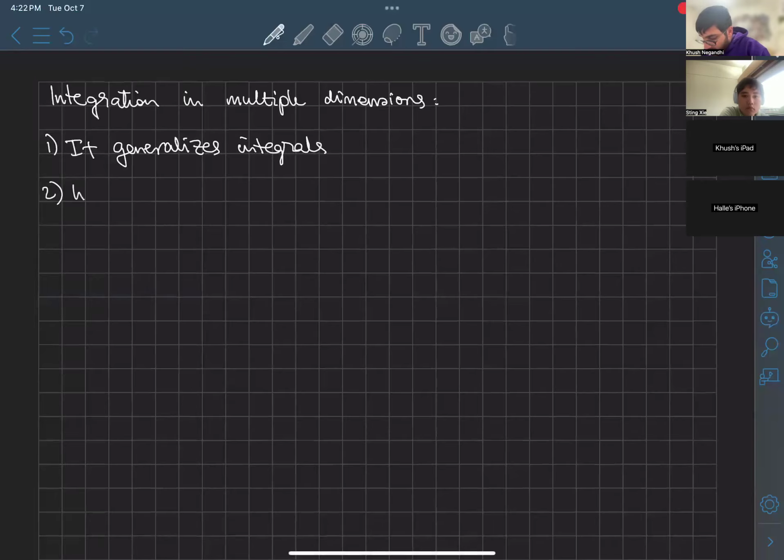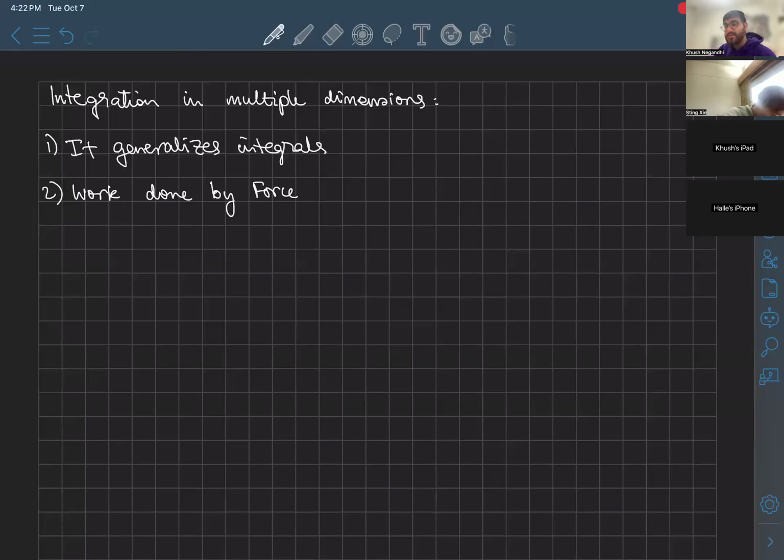So okay, work done by force. So that's one reason. Another thing is, let's say we had some fluid. And the question is, in a small portion, how much fluid is coming in and going out? I just want to know the net flux of the fluid. And we'll see that this also requires you to do a certain integral. If you wanted to calculate the mass of an object in three dimensions and you're given the density, how would you do that? That's a three-dimensional integral.